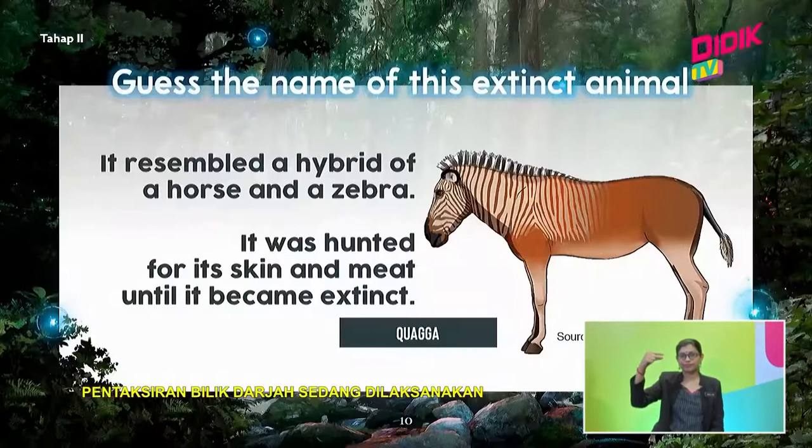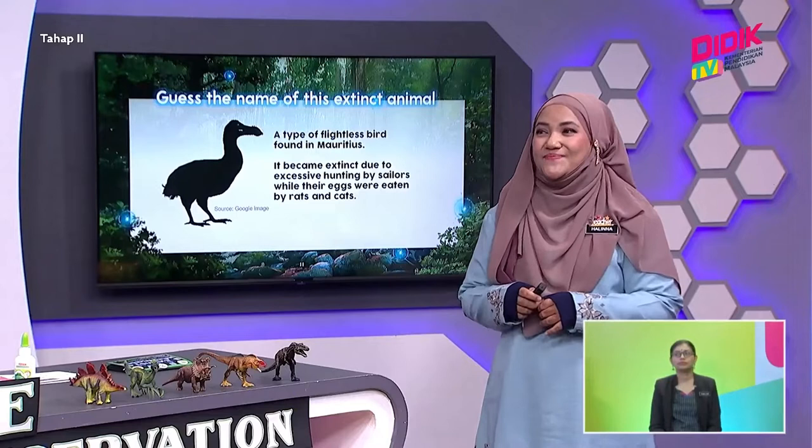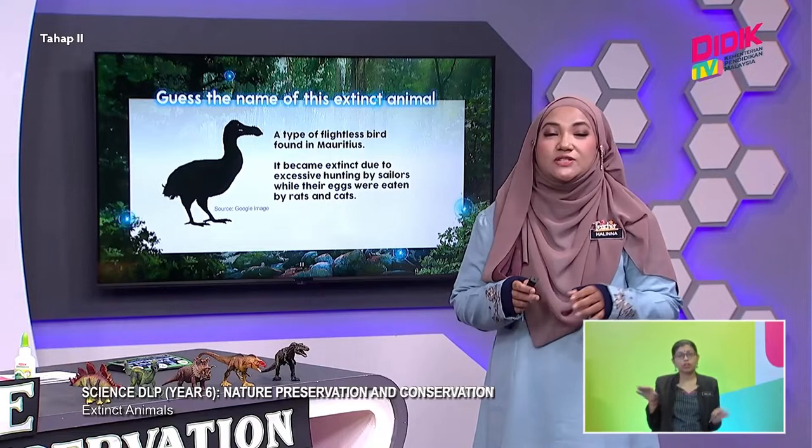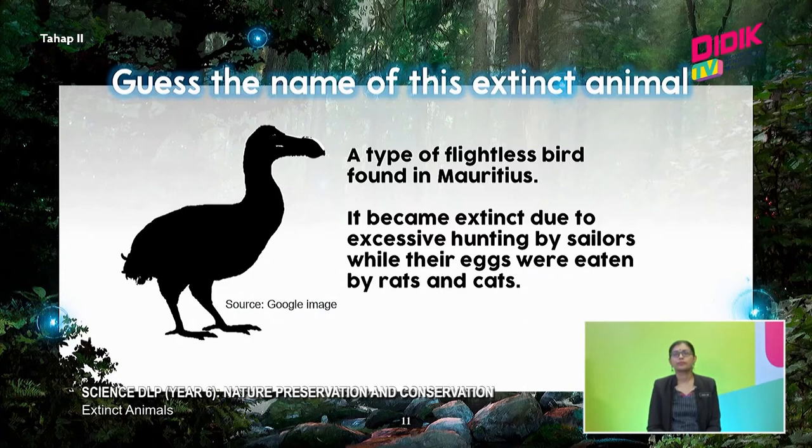Alright, next one. This is a type of flightless bird found in Mauritius. Mauritius is a really small island in Africa. It became extinct due to excessive hunting by sailors. Their eggs were eaten by rats and cats. That's really sad. So what is the name of this bird?